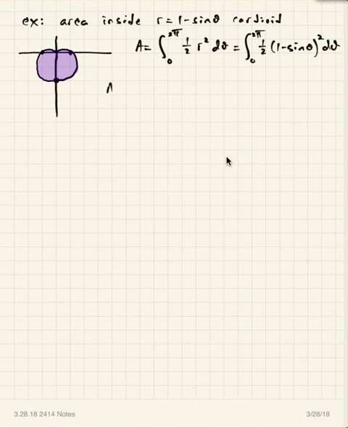All right, so now it's just a matter of evaluating that integral. So you go from 0 to 2 pi. I could take the 1/2 outside the integral if I want, and this is 1 minus 2 sine theta plus sine squared theta d theta, like that.